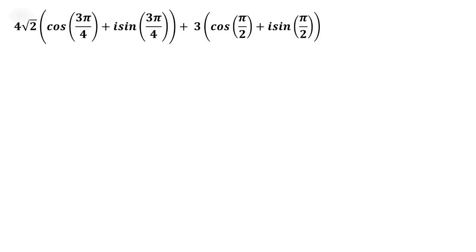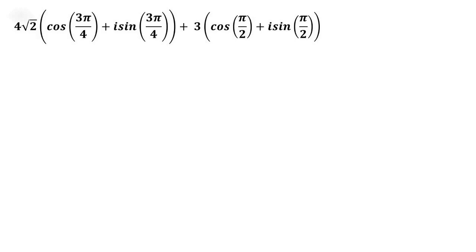In this video, we will be adding complex numbers in polar form. Here we have the expression 4 root 2 times cosine of 3 pi over 4 plus i sine of 3 pi over 4, plus 3 times cosine of pi over 2 plus i sine of pi over 2, and we want to evaluate its sum.